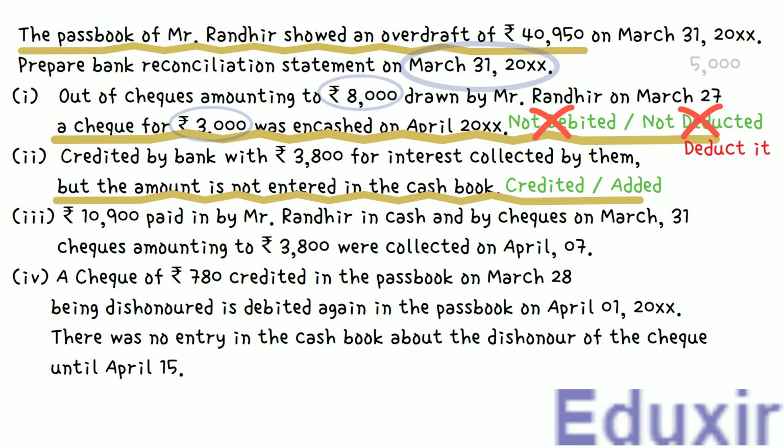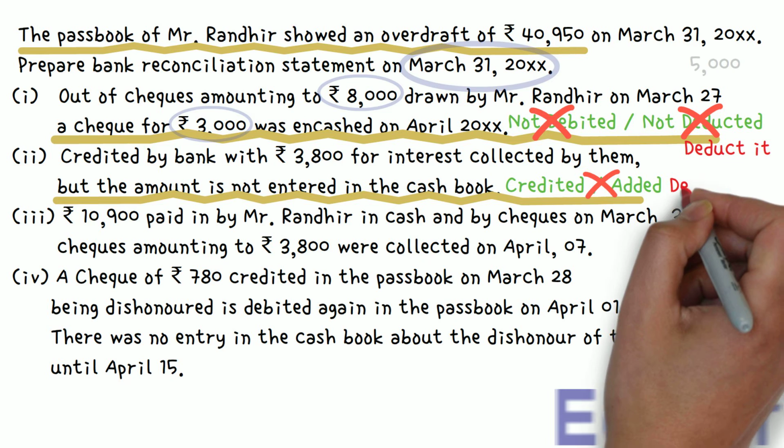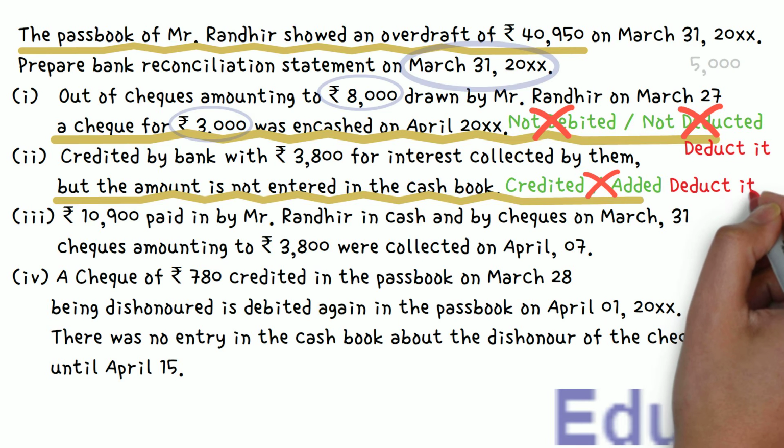However, due to the timing difference, the business will not be aware of this interest amount collected until the bank statement is received by the business. So this interest amount will not be there in the business cash book. So obviously, there will be difference between the business cash book and the bank passbook balances. So we need to deduct this amount in the passbook balance to get the cash book balance.